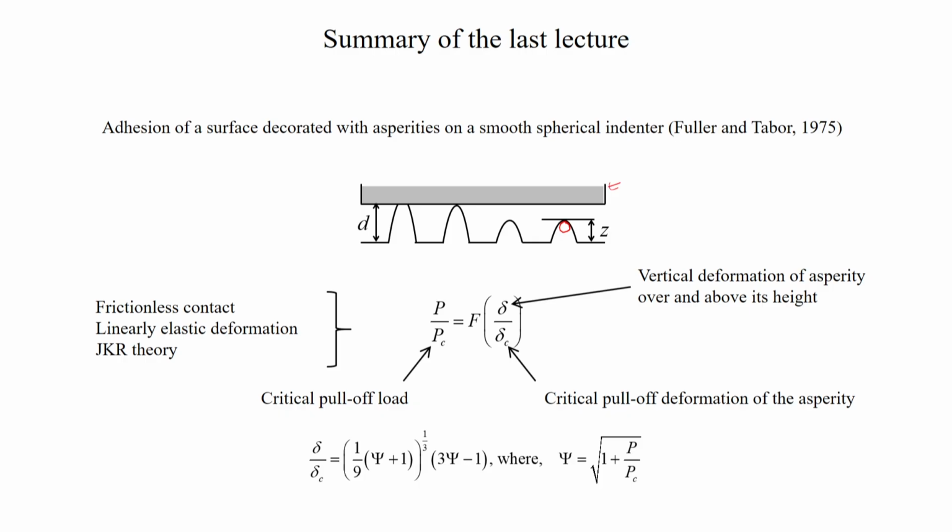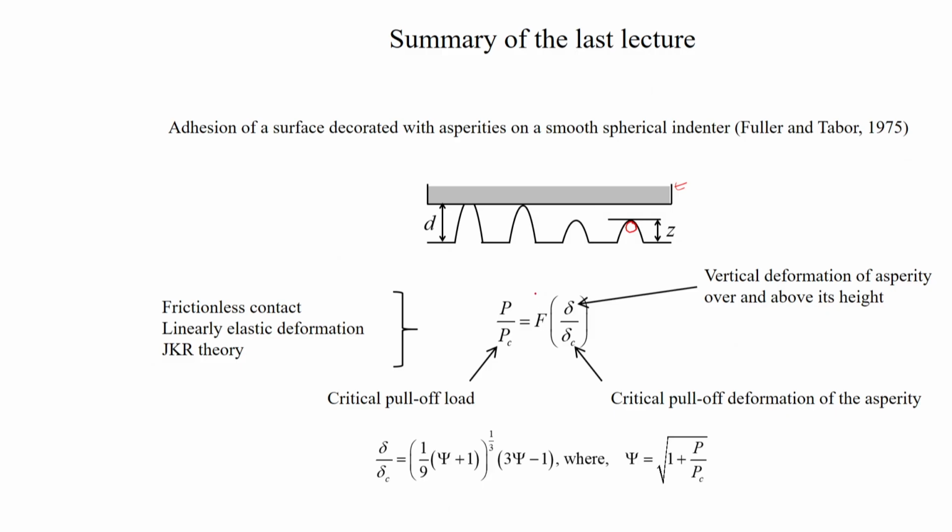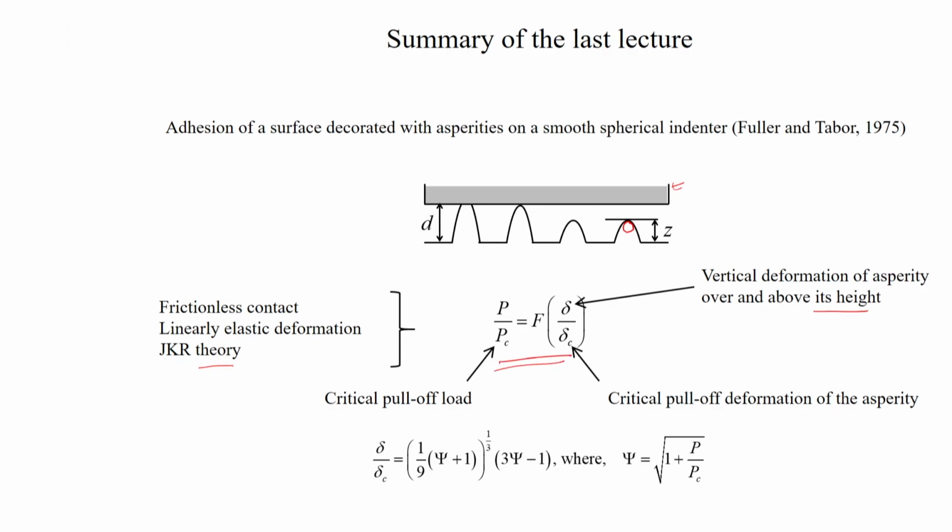So, this is a frictionless contact that was considered, with linear elastic deformation, and then the relation between the load and the displacement or the deformation of the asperity over and above their height was related by the JKR theory. This relation is nothing but whatever you obtain from the JKR contact mechanics, and it was written in this particular form where this quantity psi is in the form of 1 plus P by Pc, and so now you write P by Pc as a function of delta by delta c. Now, delta c is the critical pull-off distance of the asperity.